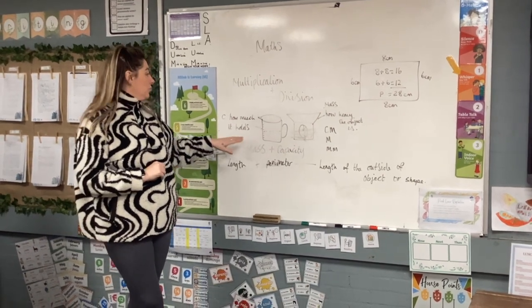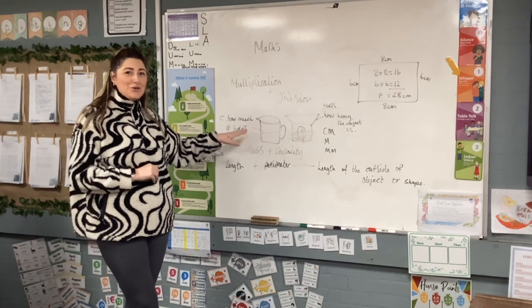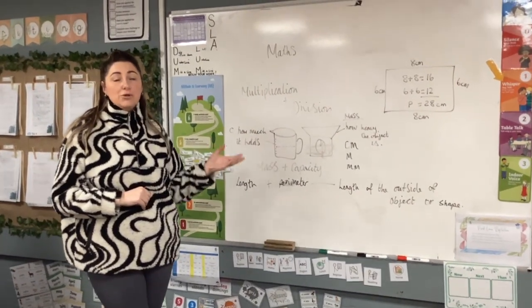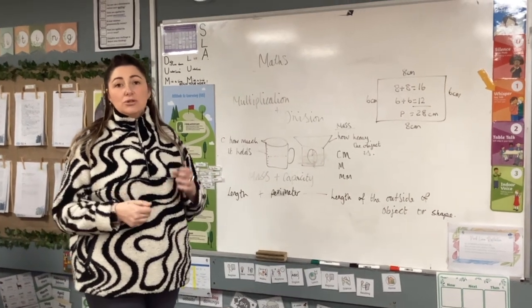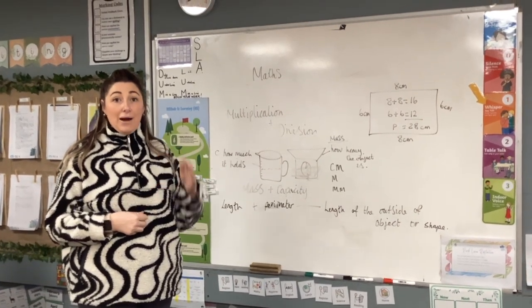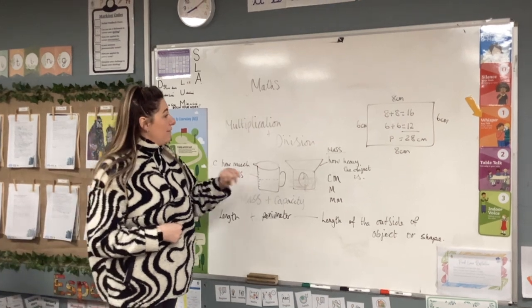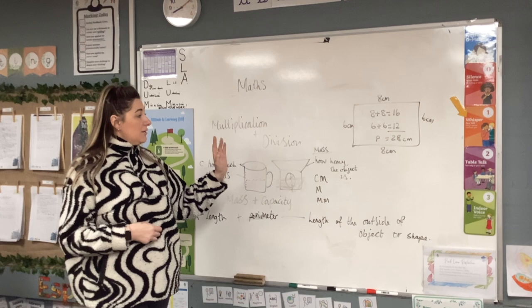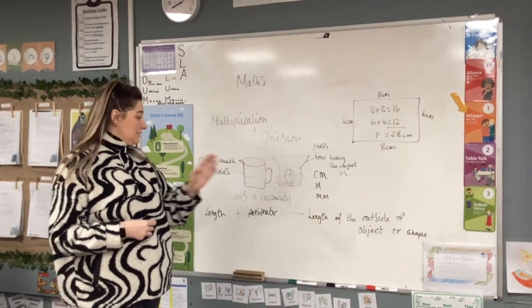So if you can see, I've drawn a jug. Capacity means how much it holds. Maybe fill up a jug or get different size jugs and get the children to tell you how much that jug holds. If you've got any scales, you could maybe put an object on there and get the child to read the mass, which is how heavy the object is.